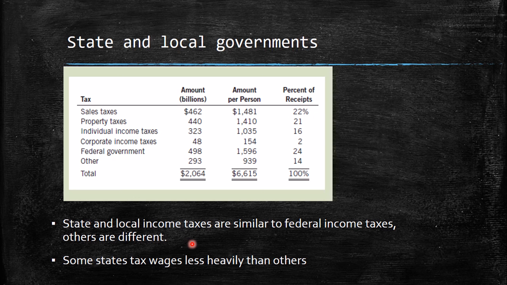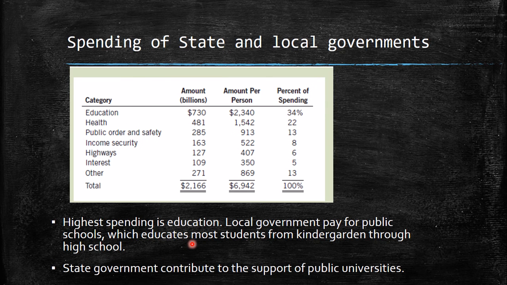They are basically the same, but others are kind of different. For example, some states charge you more for the salaries that you receive, others not as much. Maybe some charge more on alcohol than others. So it depends on the percentage for each state and local government.